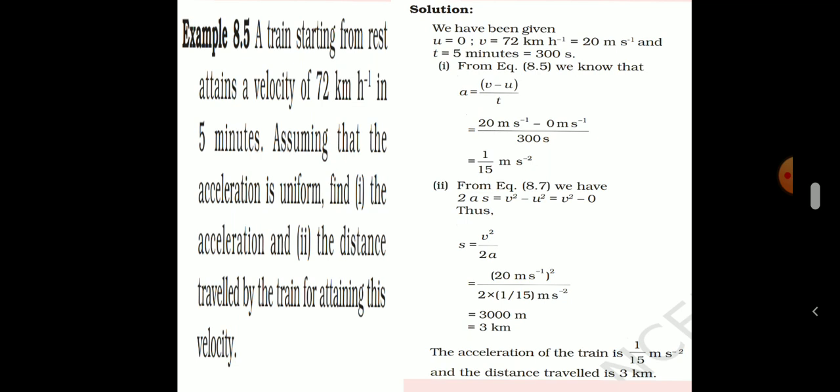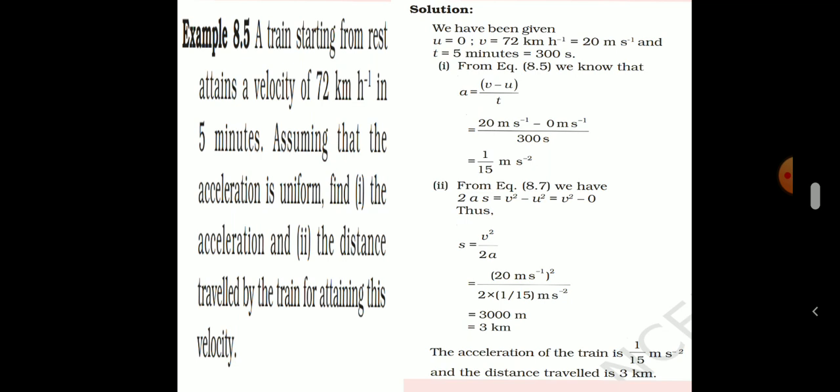And first we need to find out what is the acceleration. Now here, as we know the final velocity, initial velocity and time, we can find out acceleration as final velocity minus initial velocity upon time, which is equal to 20 meter per second minus 0 meter per second divided by 300 seconds. You will get the acceleration is equal to 1/15 meter per second square.